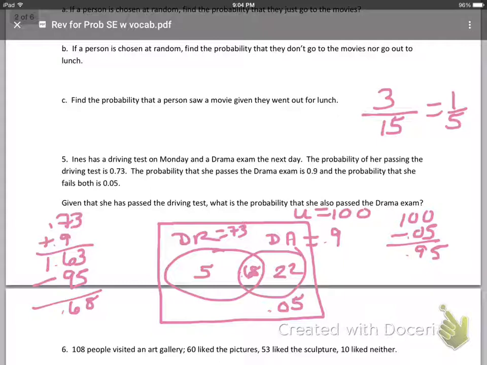Okay, so I have the Venn diagram. It says, given that she passed the driving test, so I'm going to look at this whole circle for the driving test. So my denominator is 73. What's the probability that she also passed the drama test? Well, that's 68. So it's going to be 68 divided by 73.